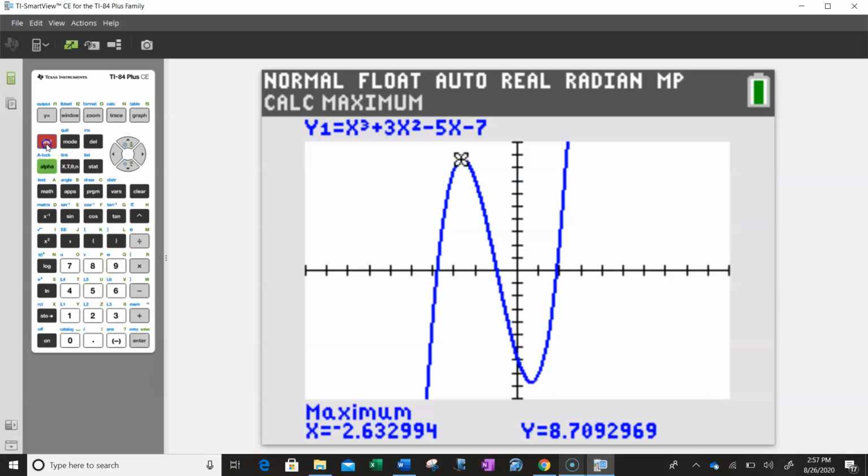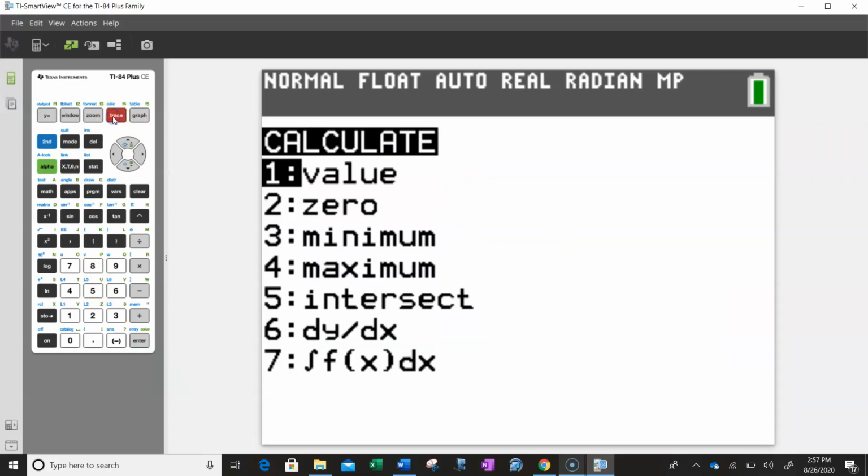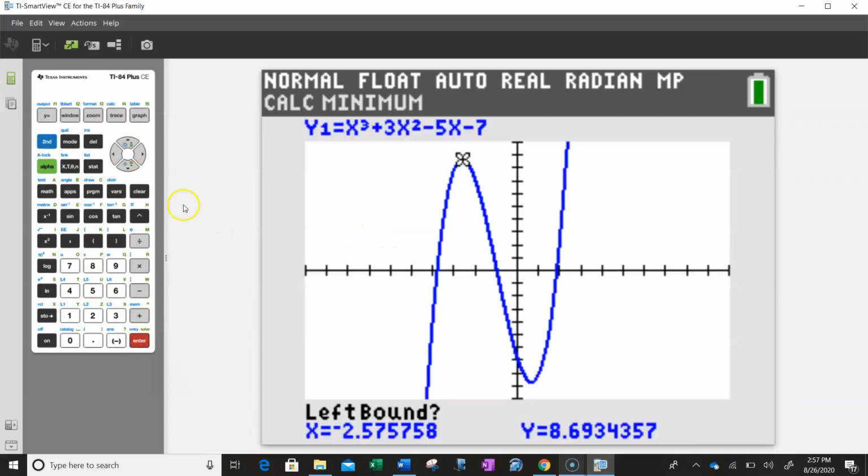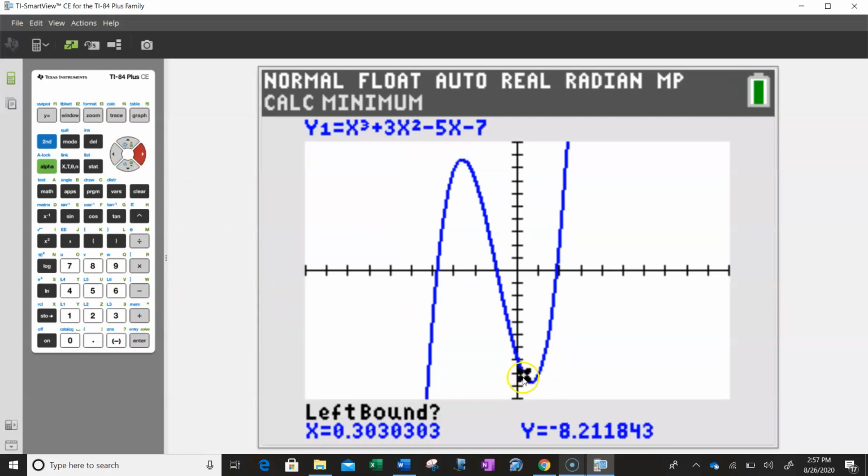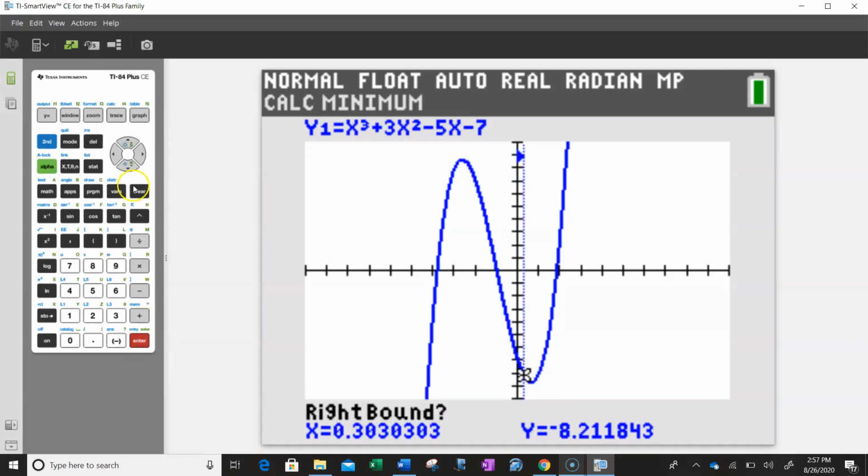Then recall to get your minimum, you would do the same thing. Second trace, calculate, go to minimum, press enter. Of course, this time we want the minimum, so to get to the left of the minimum, that would be on the left side of it, press enter. To get to the right of the minimum, that would be on the right side, press enter. And then if you'd like to guess, you can, or you can just press enter and it'll give it to you. And make sure you write that down. On your paper, draw a little sketch of this, and label those maximums.